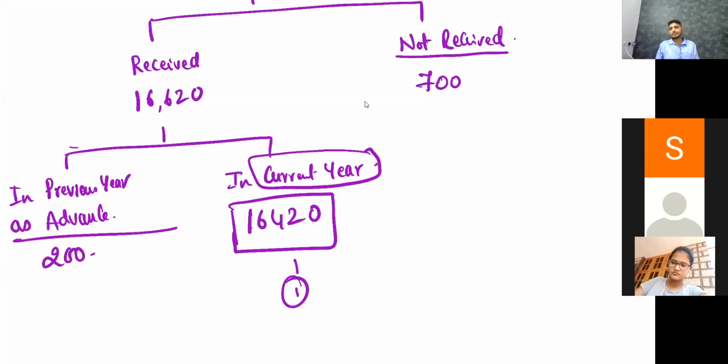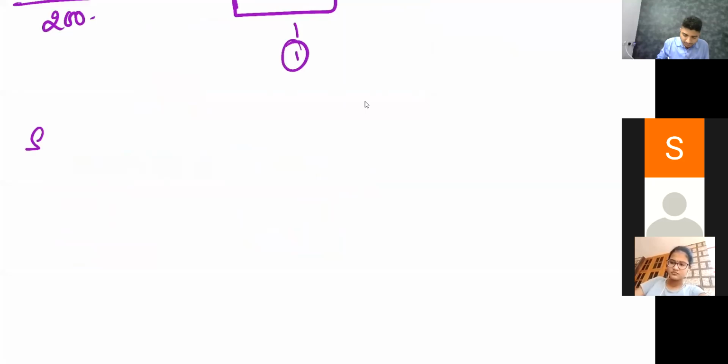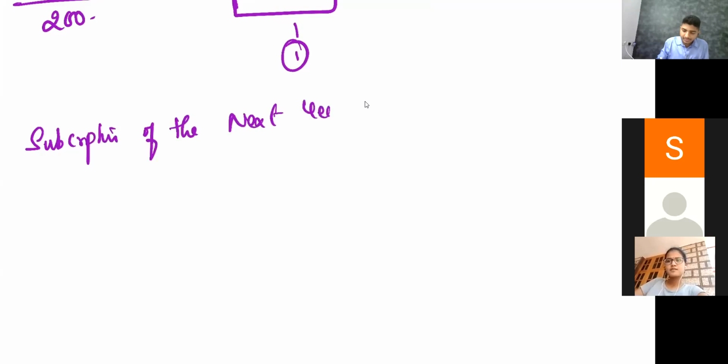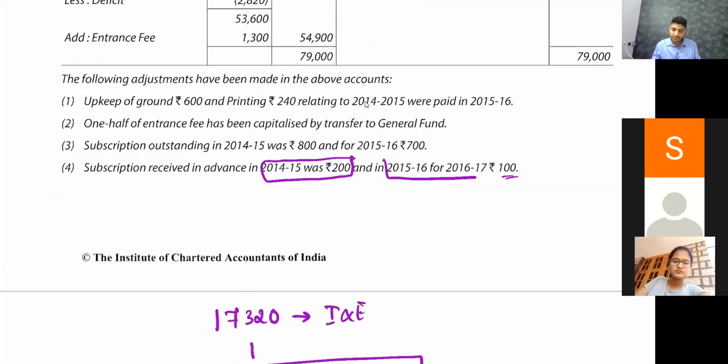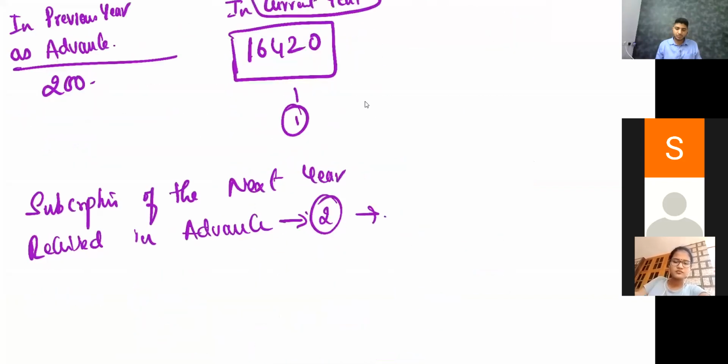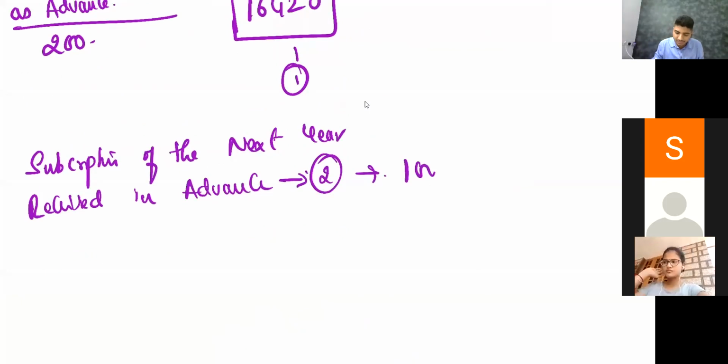Understood? Next, subscription of the next year received in advance should also go to my receipts and payment account as point 2. Which is that amount? Here they have given it, 100 rupees. Next year's subscription also I received this year only. That 100 rupees should go to my receipts and payment account. How much is it? 100.